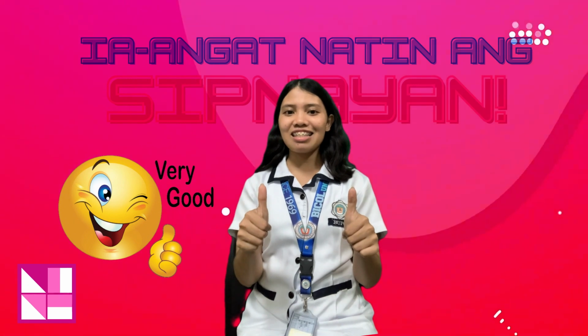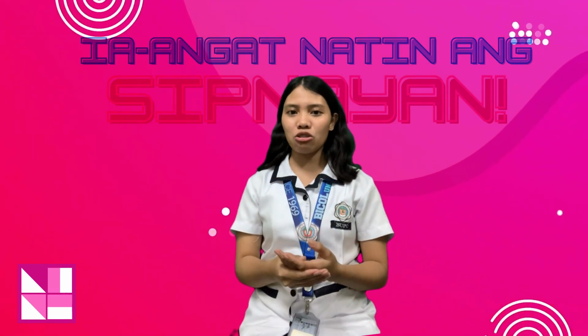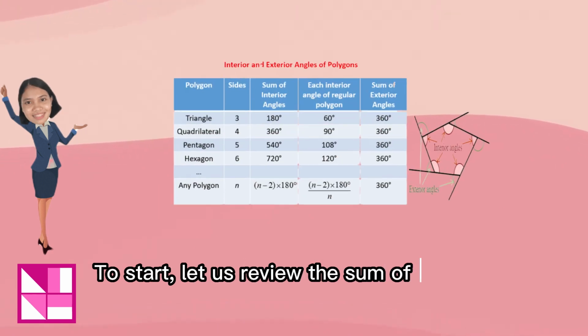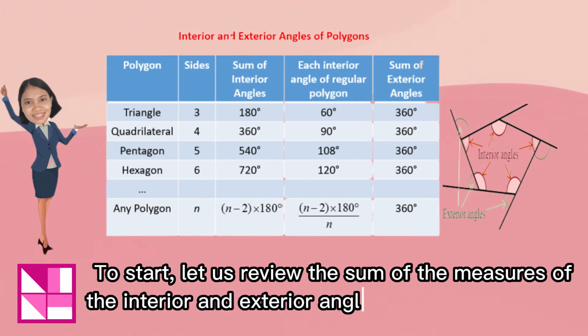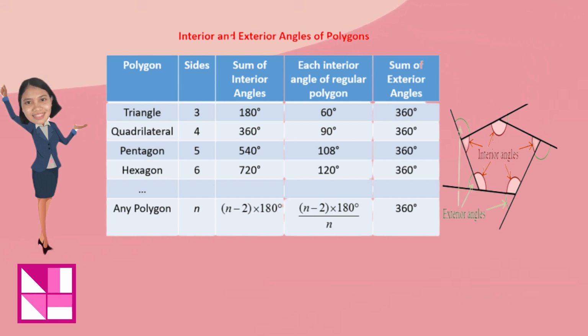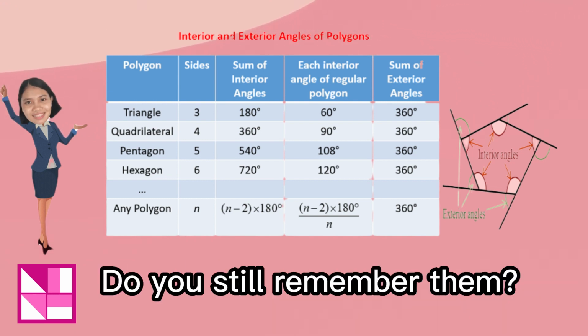Very good, learners! I think you are now ready to solve another problems. To start, let us review the sum of the measures of the interior angles and the exterior angles of a polygon. Do you still remember them?